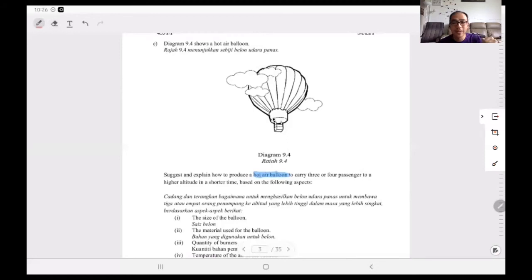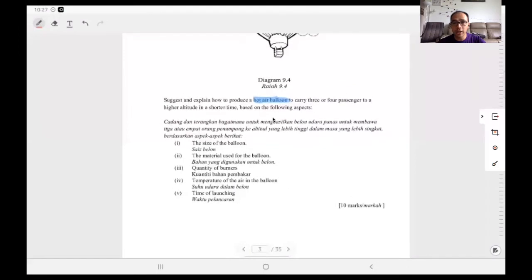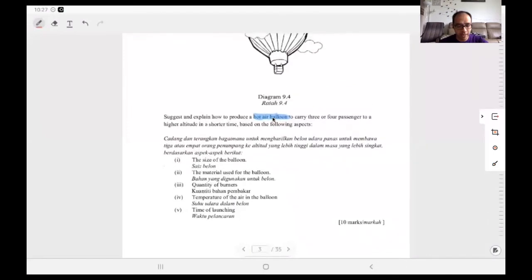Okay, now the reason why I highlighted blue hot air balloon is because we're going to see another question which is similar but slightly different. Okay, but it's still asking the basic things. Okay, the good thing about this question, which is something that you're not going to get in SPM actually, is that they've already given you all the 5 aspects. So nice, kan? Okay, let's talk about this.